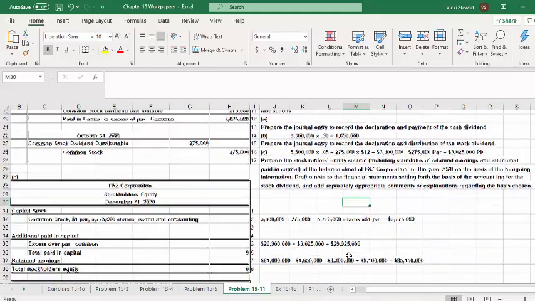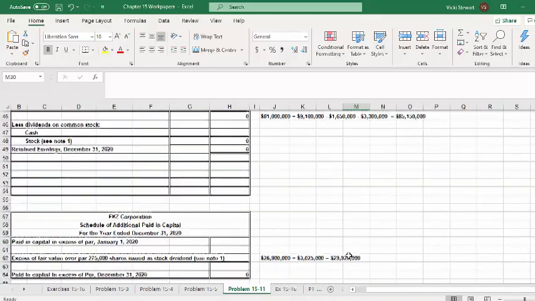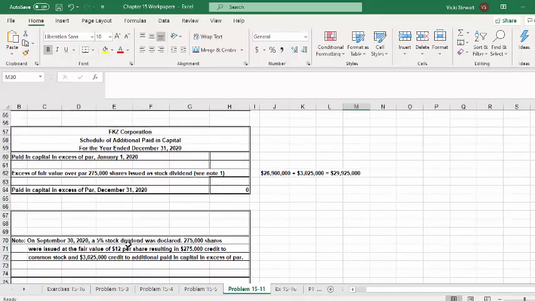So the first thing we're going to look at is that note that we would have included concerning the stock dividend. So in our notes we would have stated something along these lines. On September 30th, 2020, a 5% stock dividend was declared. 275,000 shares were issued at the fair value of $12 per share, resulting in a $275,000 credit to common stock and a $3,025,000 credit to additional paid-in capital in excess of par.